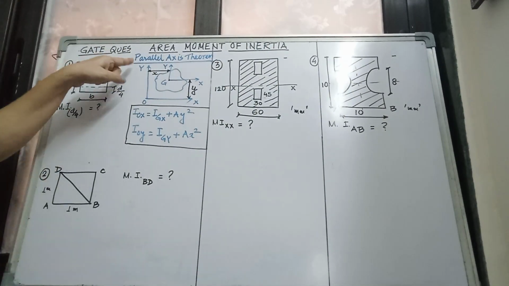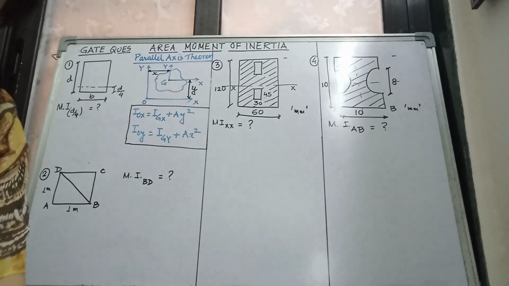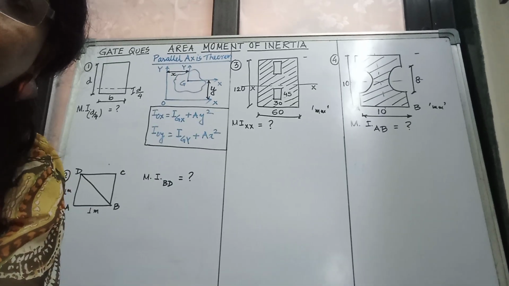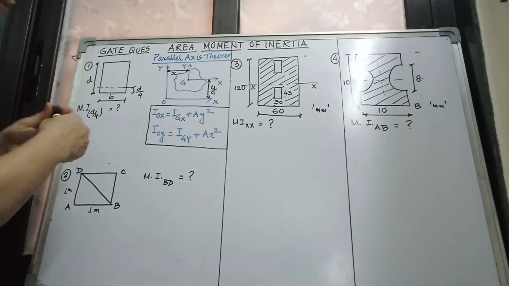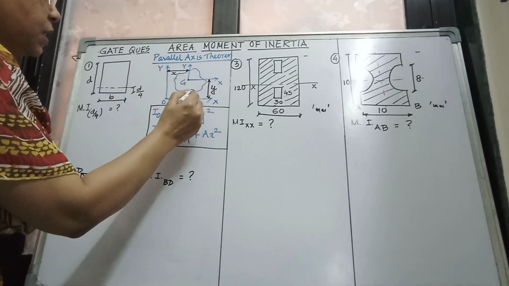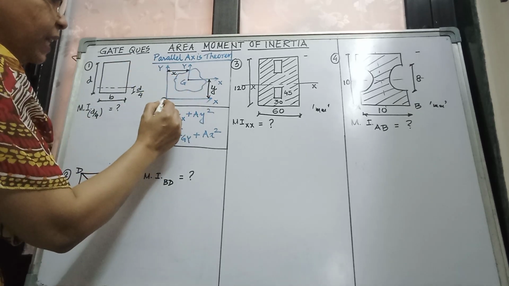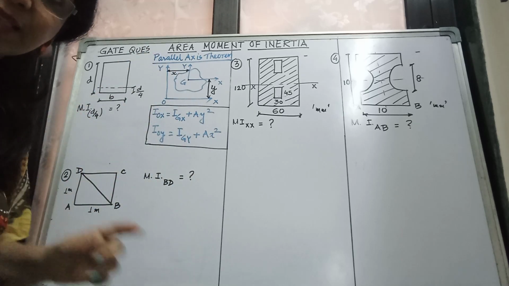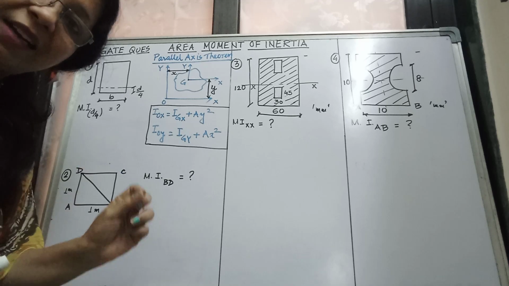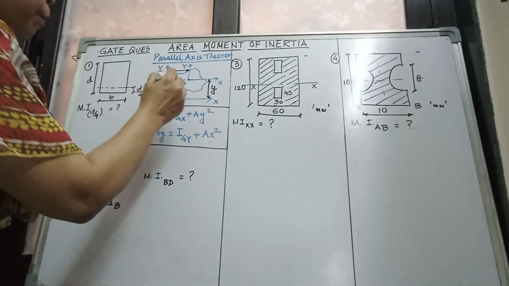See, parallel axis theorem, is it okay for you? Parallel axis theorem means what? Suppose this is a body. Okay, this is the x axis and y axis. What is G? G is the centroid. Centroid means the geometrical center of a body.